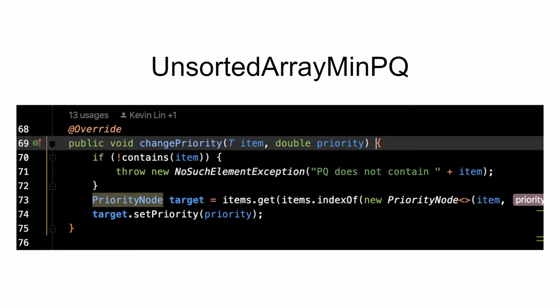So first, we have the unsorted array min-pq, and we're most proud of the simplicity of implementing the extrinsic min-pq interface using an array list. Because an array list is very easy to understand, the code itself is also very easy to write and understand.